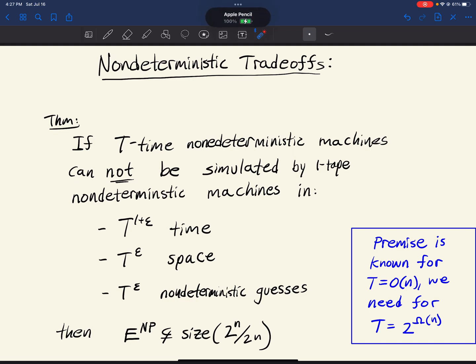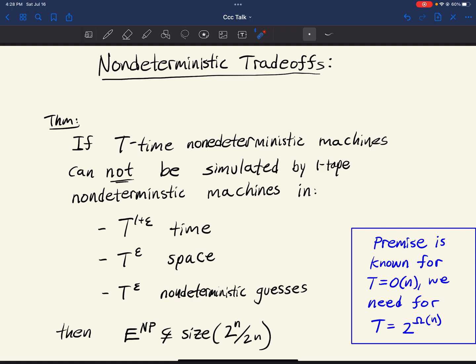We can get that if we move over to non-deterministic time-space trade-offs. Instead of looking at deterministic machines like before, we look at non-deterministic t-time machines. The time-space trade-off assumption is that a t-time non-deterministic machine cannot be simulated on a one-tape non-deterministic machine that uses at most t to the epsilon space, t to the epsilon non-deterministic guesses, and only t to the 1 plus epsilon time. This is the natural analogy of the deterministic assumption, and it's even more believable because not only are we restricting the space, but we also restrict the number of non-deterministic guesses. So this is a pretty natural time-space trade-off assumption for non-deterministic machines.